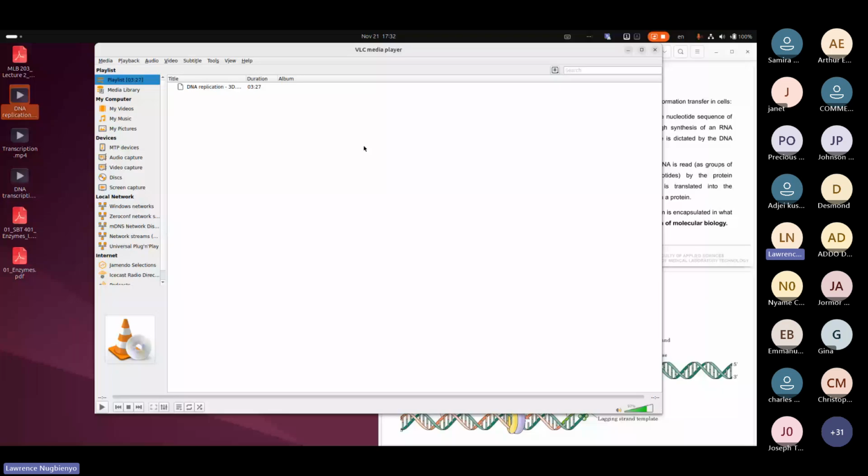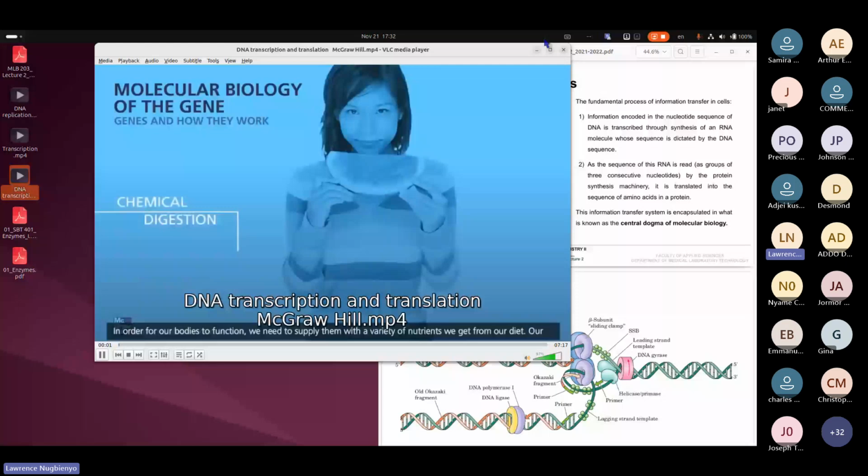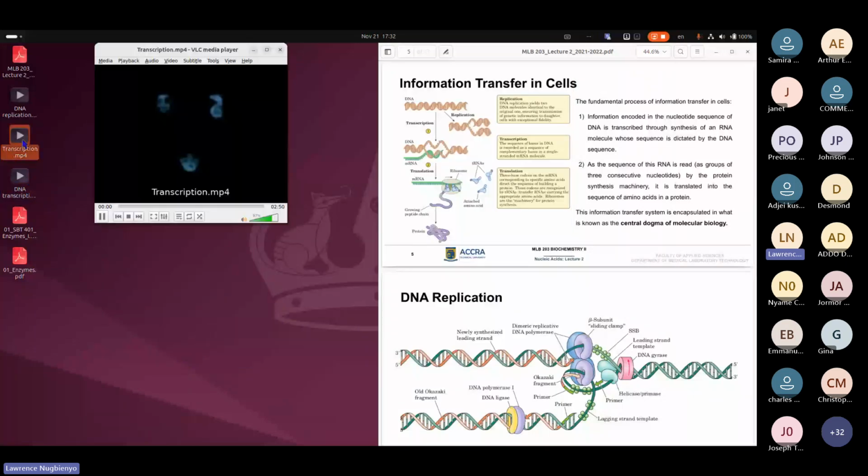All right, so that was the process of replication. We go ahead and look at what we refer to as transcription, DNA transcription. In order for our bodies to function, let's watch this transcription first of all.